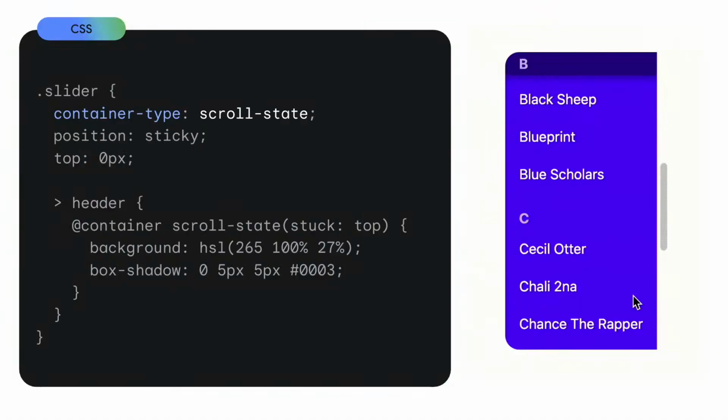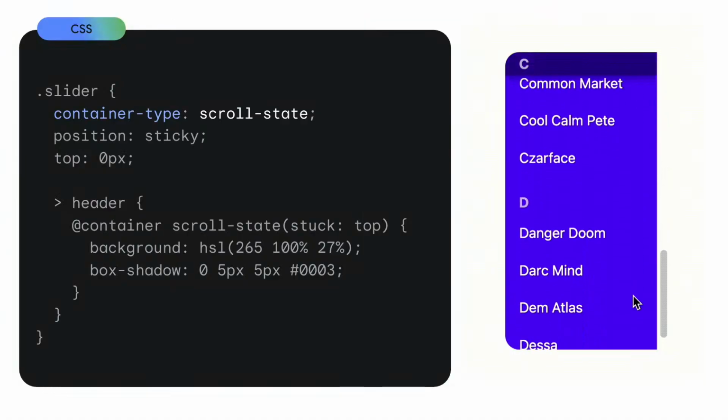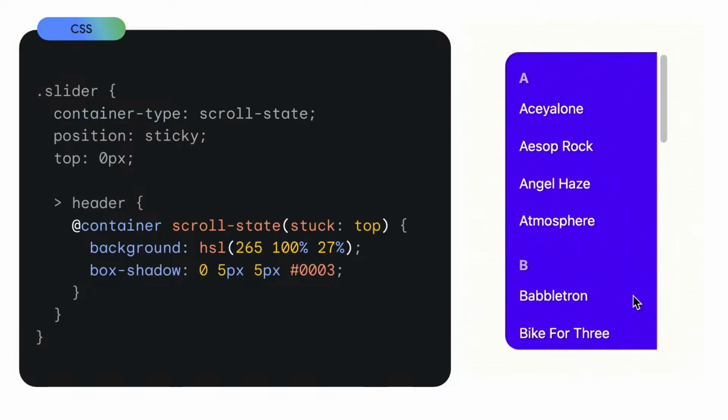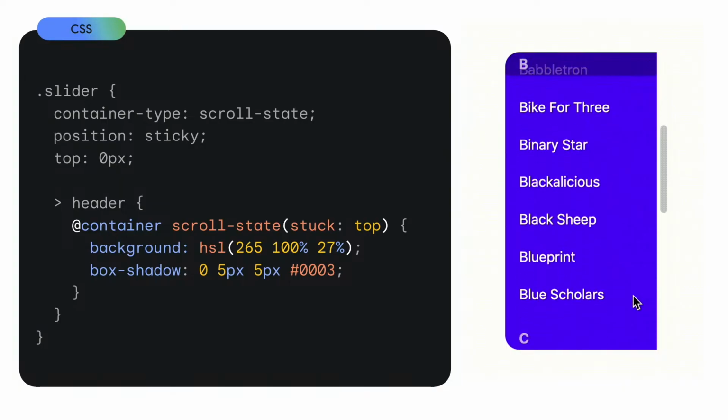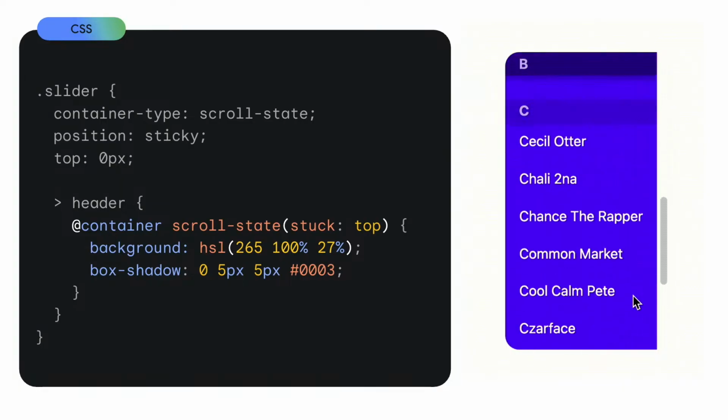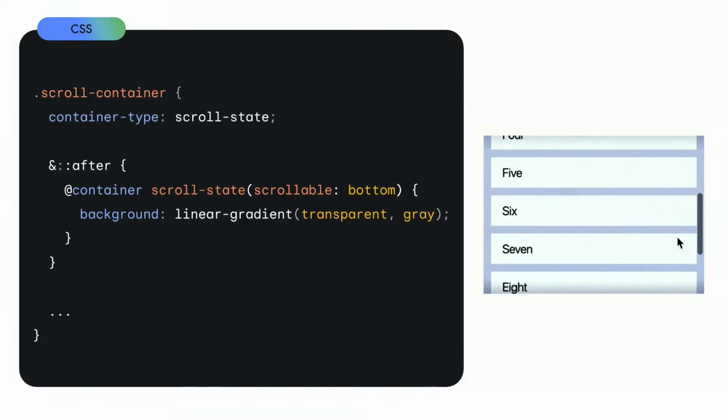You set the containment on the parent with container type scroll state, and apply styling with the container query, the @container scroll state stuck top. You'll also want to transition these properly for that smooth effect.